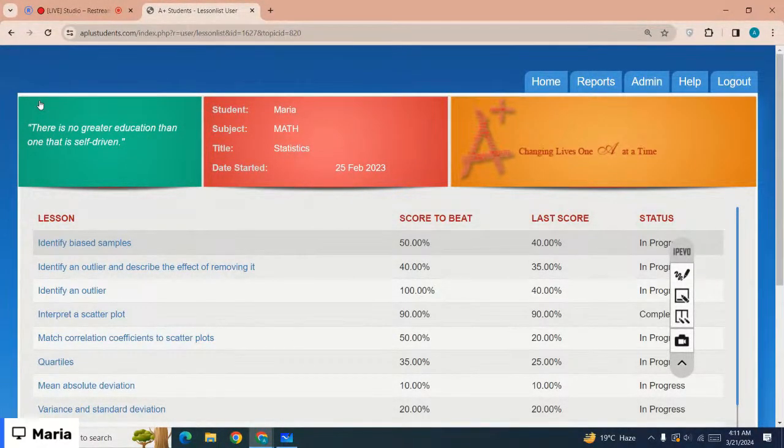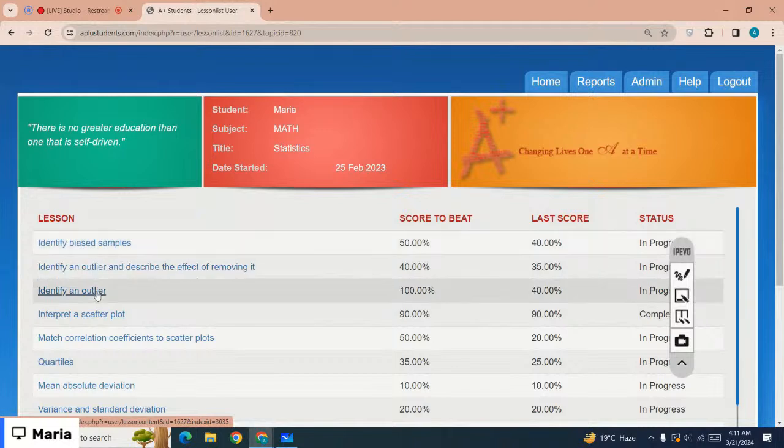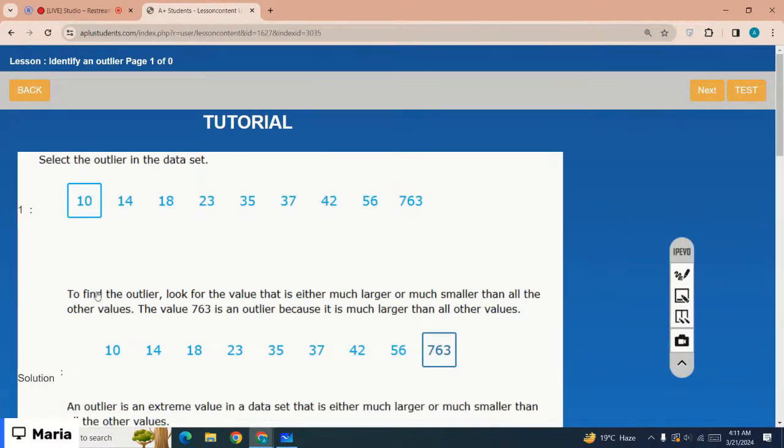The next one is identify an outlier. So we already know how to identify an outlier, right? Because an outlier is the number that is either the greatest compared to the other numbers, or the smallest, right? So let's start with the first example.